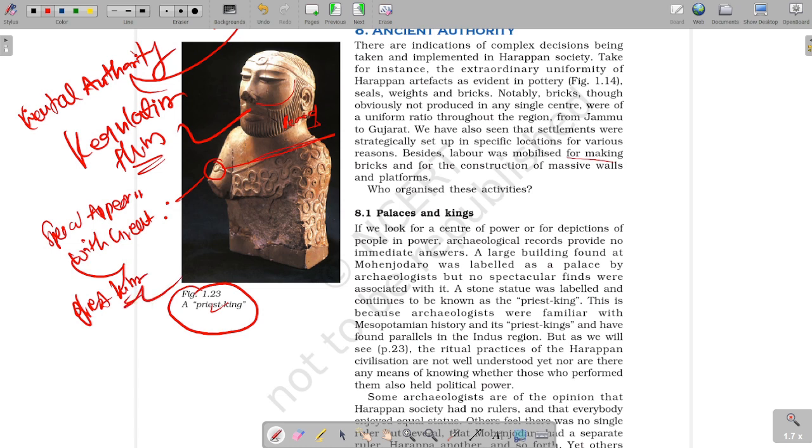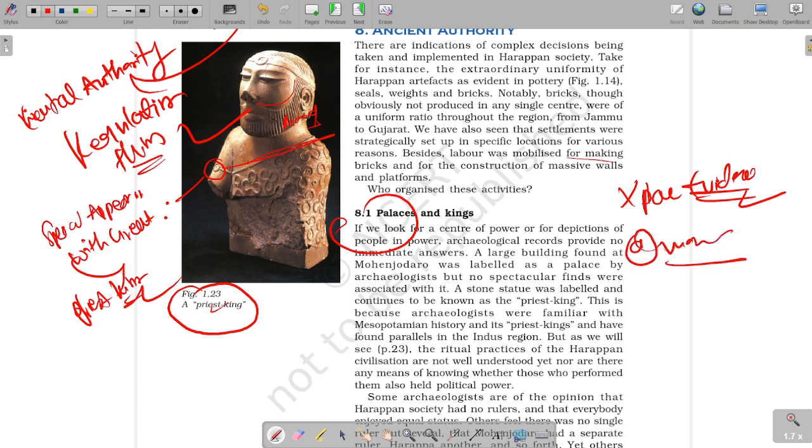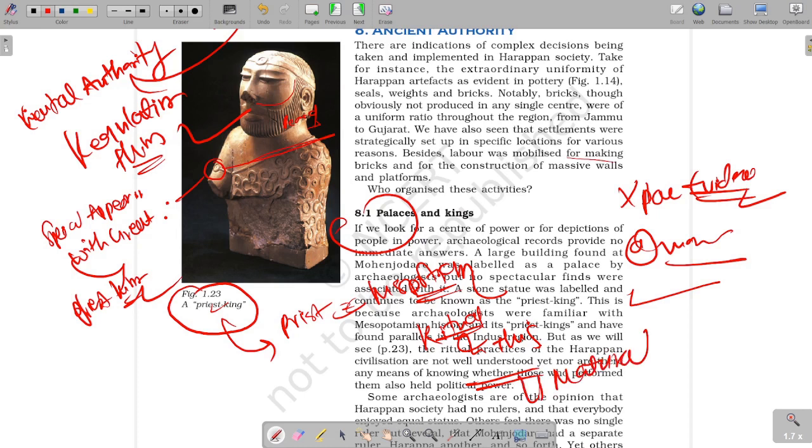The palaces and kings. There is no palace evidence found directly in the Indus Valley civilization. But at Mohenjo-daro, a priest king is depicted by archaeologists. Guys, why is he assumed as a priest king? Because at that same time, in Mesopotamian culture, there was a ritual, and this civilization believed in natural powers. Indus Valley civilization people also believed in natural powers.